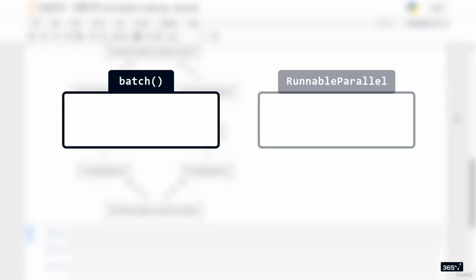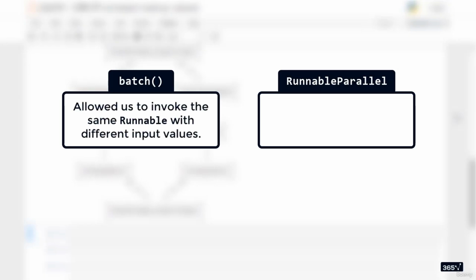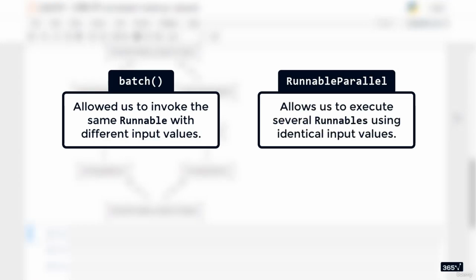It's worth noting the similarities and differences between the batch method we encountered earlier and the runnable parallel class. The batch method allowed us to invoke the same runnable with different input values. In contrast, we can execute several runnables using identical input values with the runnable parallel class.